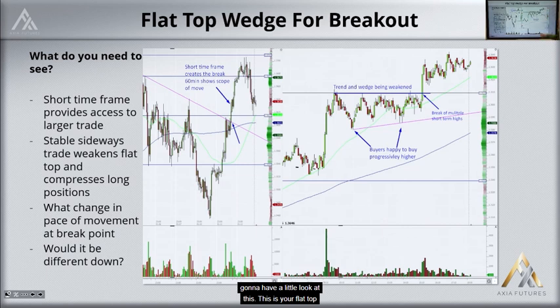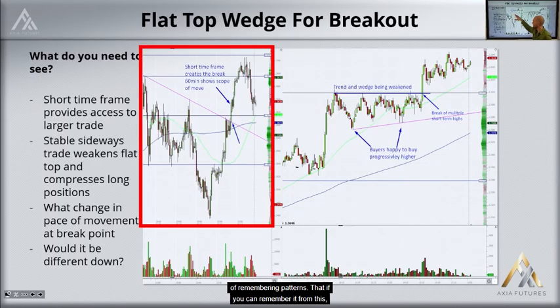This is your flat-topped wedge that results in a continuation type move. Now, eagle-eyed of you, I'm sure someone's looking at this going, we've seen that before. We've seen this chart before, and absolutely we have. We talked about this, and I purposely cut off a slight bit of it. It's a way of remembering patterns: if you can remember it from this, knowing that there was a little bit more to it, it makes that memory of that structure that little bit stronger.